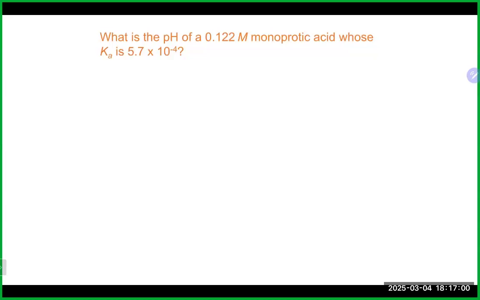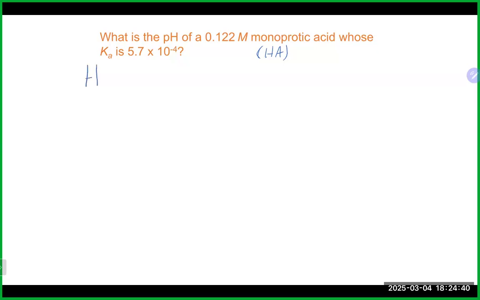All right, so once you get a go there, what is the pH of a 0.122 molar monoprotic acid? Again, monoprotic, as we just talked about, you can use that as the formula if you like. All right, so let's take a look and see how you're doing on this one.